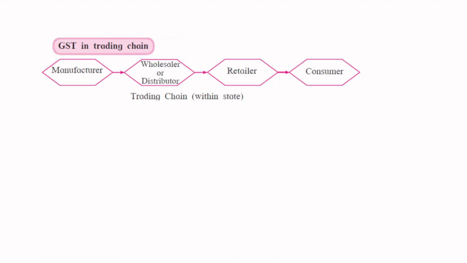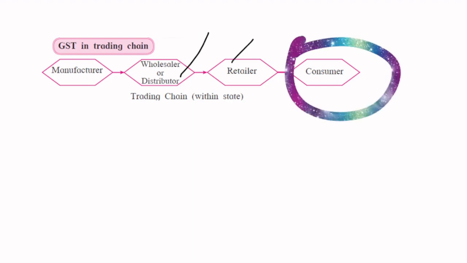So, GST in the trading chain. Whatever we buy from a retailer, I mean a shop, does not come directly to the shop, right? There is a process involved. First it will be manufactured, then the wholesaler will get it, then the shopkeeper will get it, and then it will come to us. Okay, in this overall phase, from the beginning till the end, we have to pay the taxes.